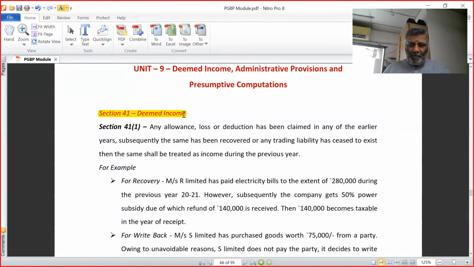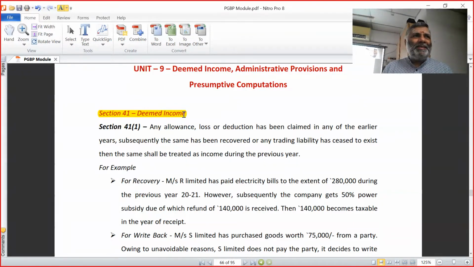Any allowance, loss or deduction which has been claimed in any earlier year, subsequently recovered, or any trading liability which has ceased to exist, then the same shall be treated as income. I'm repeating the point again. Any allowance, loss, or deduction which is claimed earlier, allowed earlier, now recovered, will be treated as income. Very, very simple. And it covers everything.